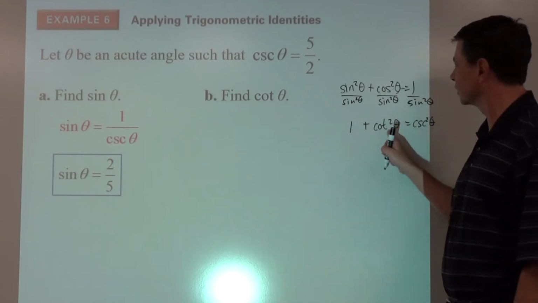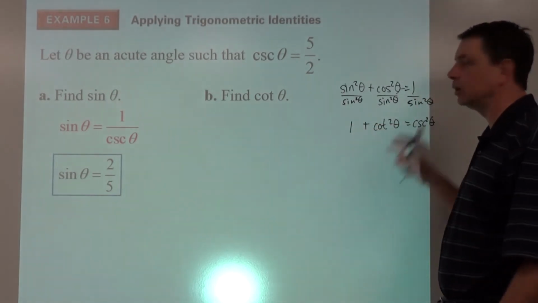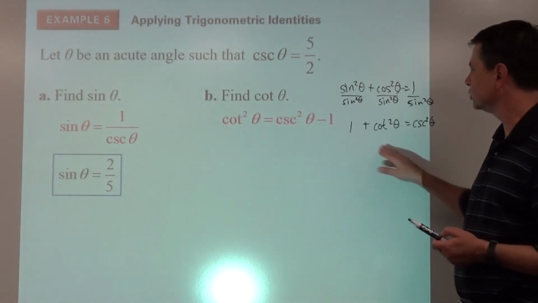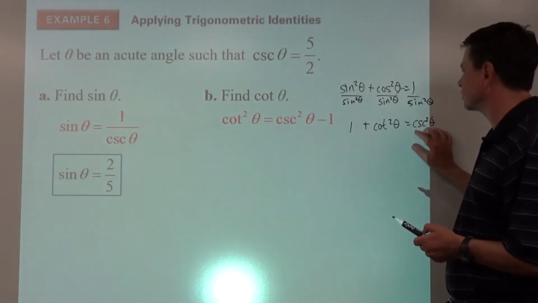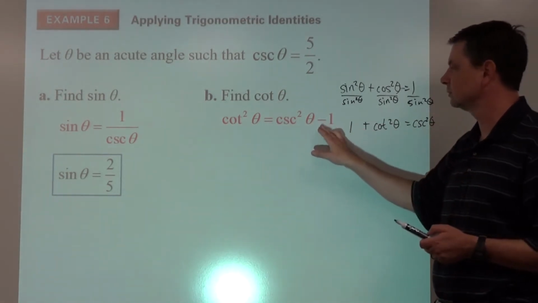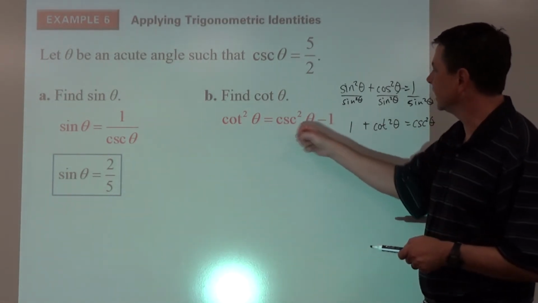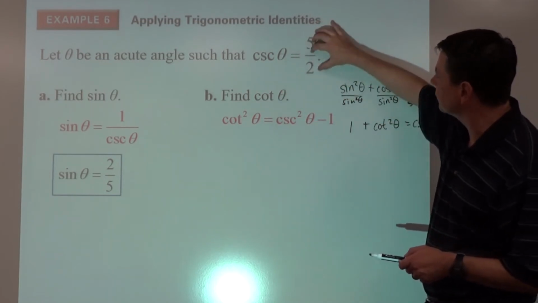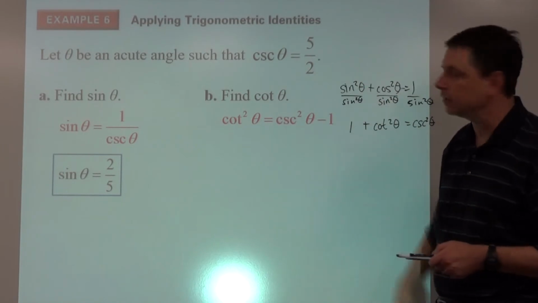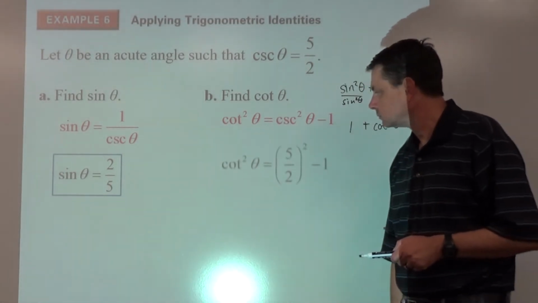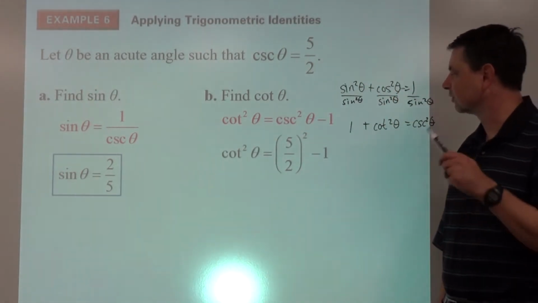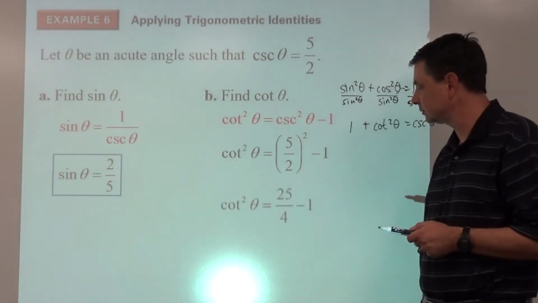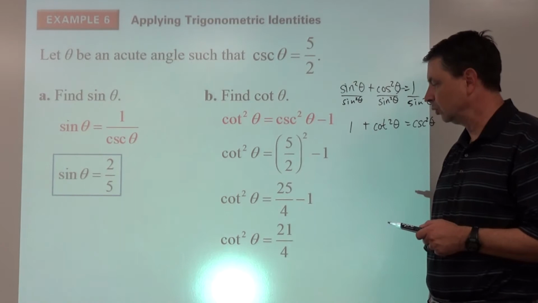We want to get the cotangent. If I just go minus 1 on both sides, that's the one that we want. Cotangent squared is cosecant squared theta minus 1. All right, cosecant squared is right there. So cosecant theta is 5/2. We're going to have to square that. So 25 over 4 minus 1, or minus 4/4, is 21/4.